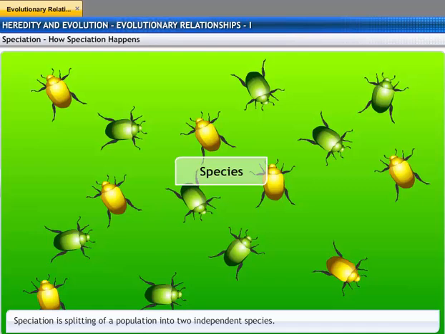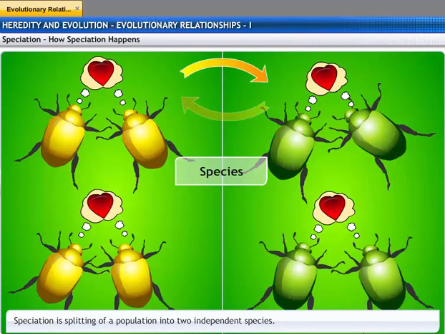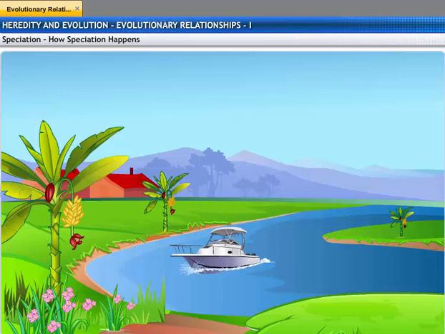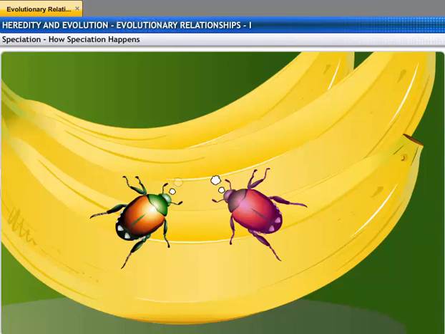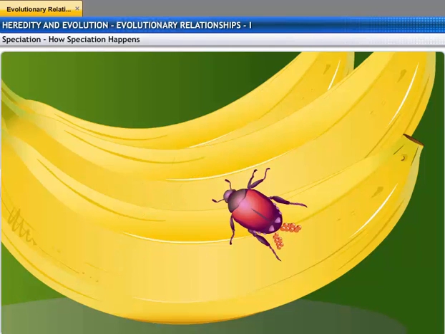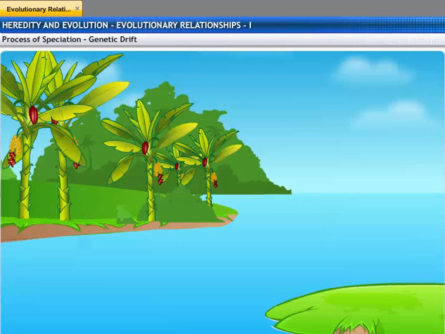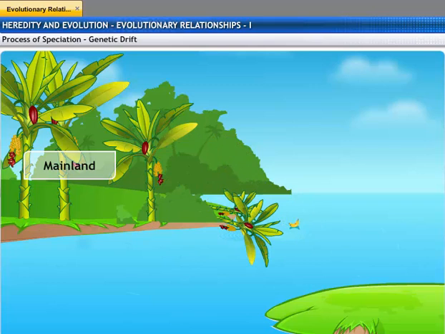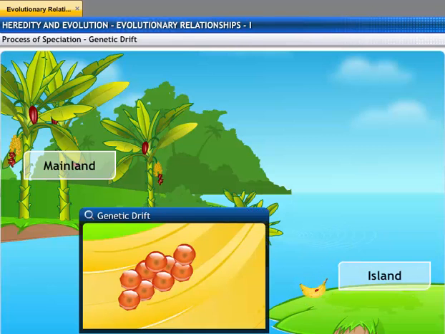Speciation is an event that splits a population into two independent species which cannot reproduce with each other. Let's see a simplified scenario of speciation by geographic isolation. Here is a population of beetles laying their eggs on bananas. If a hurricane strikes the mainland and the bananas with the beetle eggs on them are washed away to an island, it is called genetic drift.